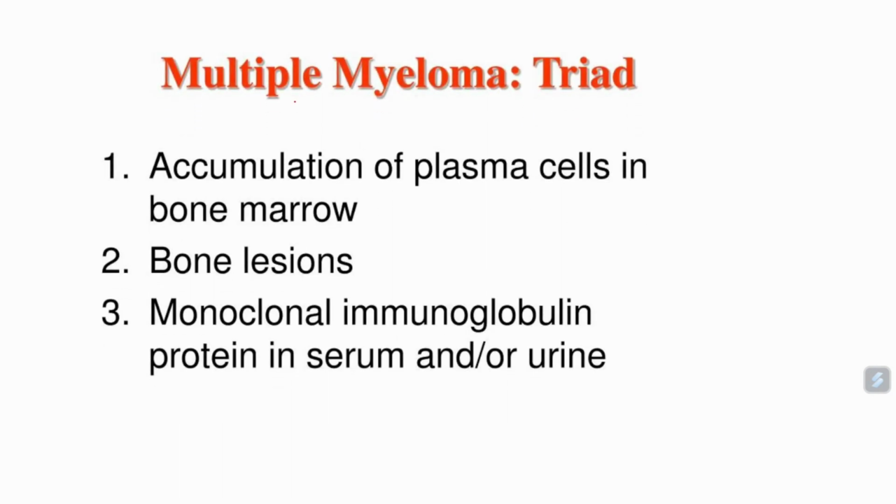This is the multiple myeloma triad. In that, the first one is accumulation of plasma cells in the bone marrow, greater than 10%. Greater than 10% of plasma cells are available in the bone marrow. That is one. And bone lesions are seen.